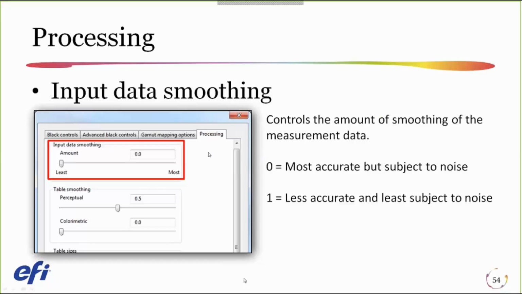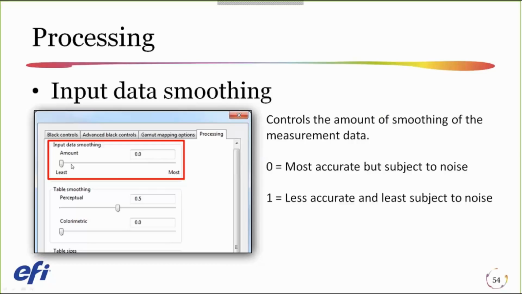Our last tab is the processing tab, and we start with input data smoothing, least to most. What this does is it will modify the measurement values that come in from the spectrophotometer. The measurement values come in from the spectrophotometer, and there might be noise in the system. Well, what's noise? How do I know that? Take a look at the patches that you print. Are they nice and even? Are they smooth? Do you maybe see some variation? Print a large area of gray across the entire bed of the inkjet printer. Do you detect some mottling? Well, when you measure it, that's going to come in as noise.